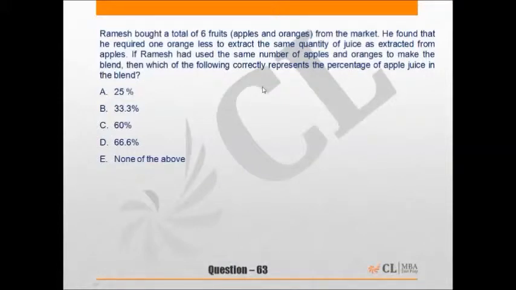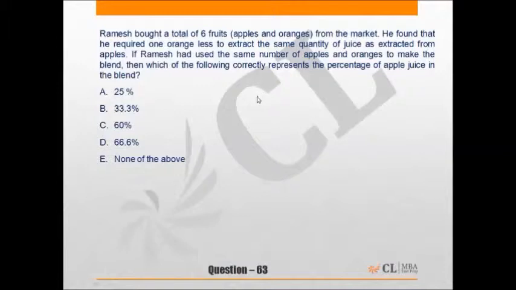In the given problem, it is given that Ramesh bought a total of 6 fruits, apples and oranges, from the market. He found that he requires one orange less to extract the same quantity of juice as extracted from apples. To conclude the given finding of Ramesh, we have to find the number of apples that he would have bought.